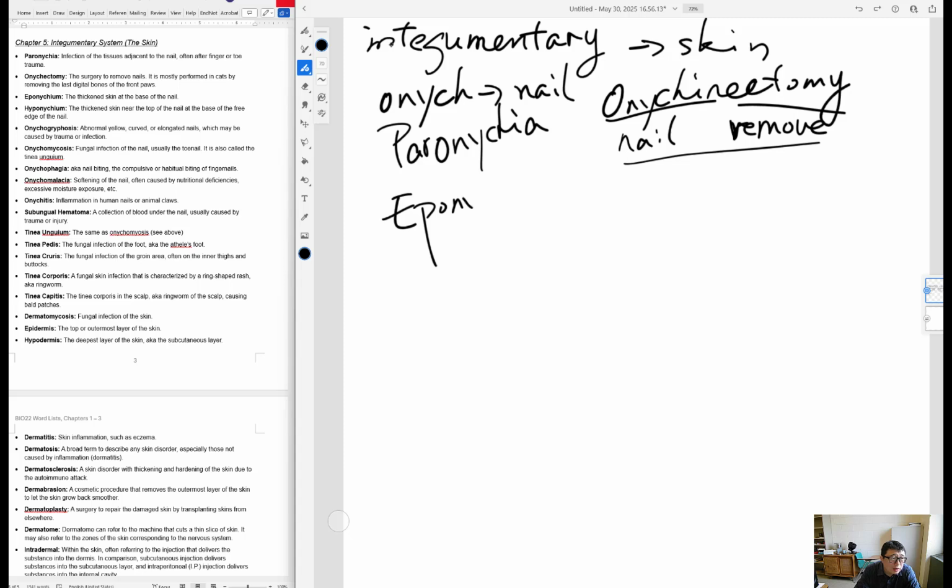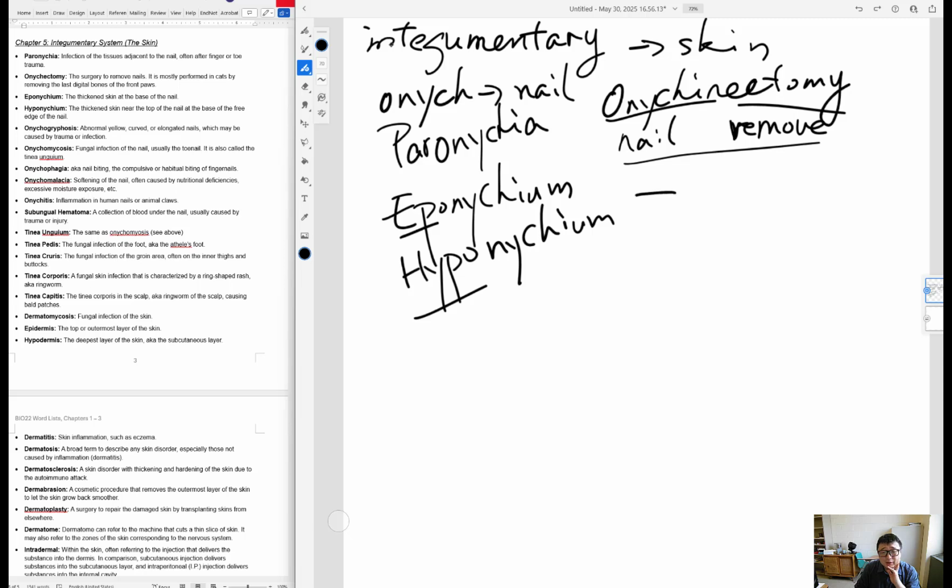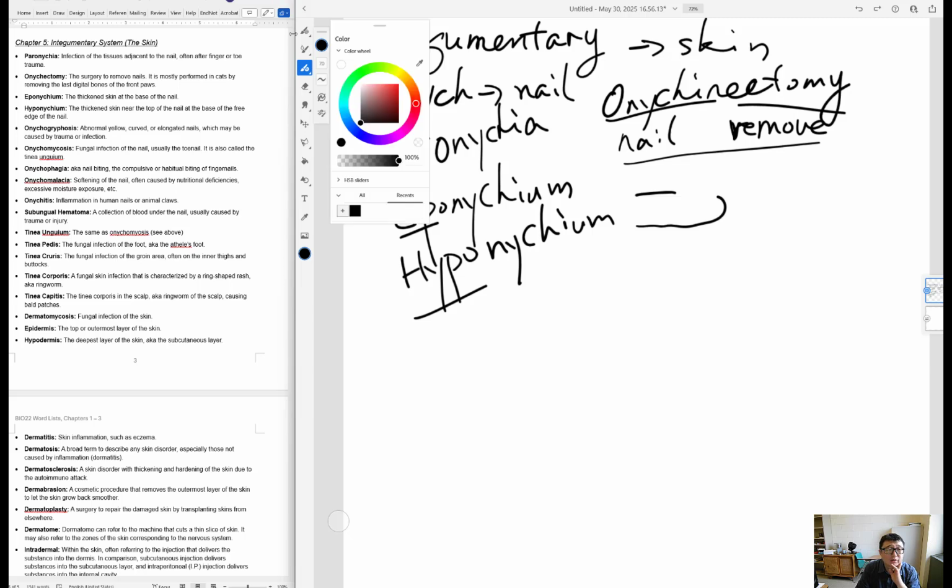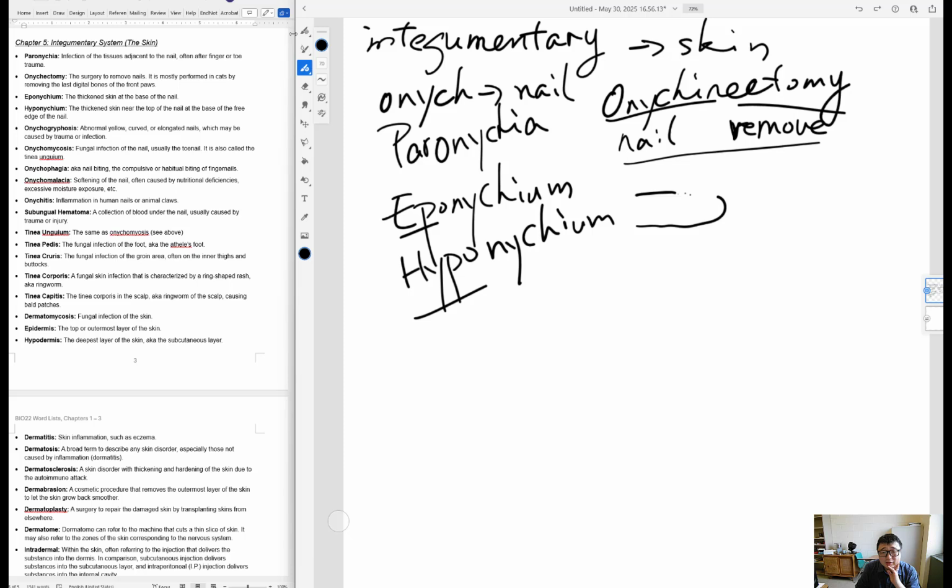Eponychium and hyponychium. From the words you can tell, epi means above and hypo means below. What is above, what is below? I'll try to draw a finger, a finger without the nail. It's the skin beneath the nail.